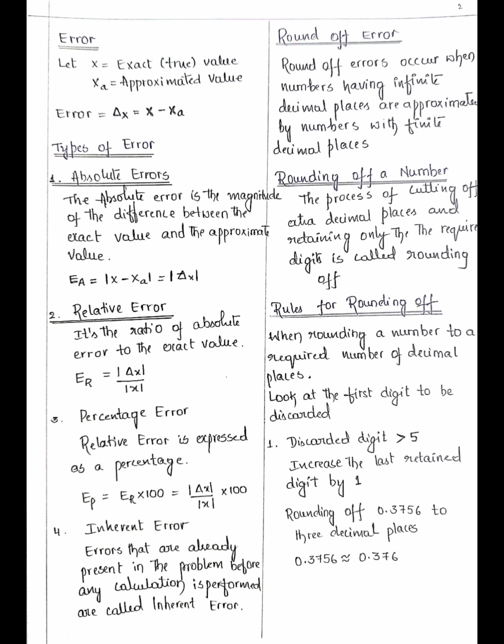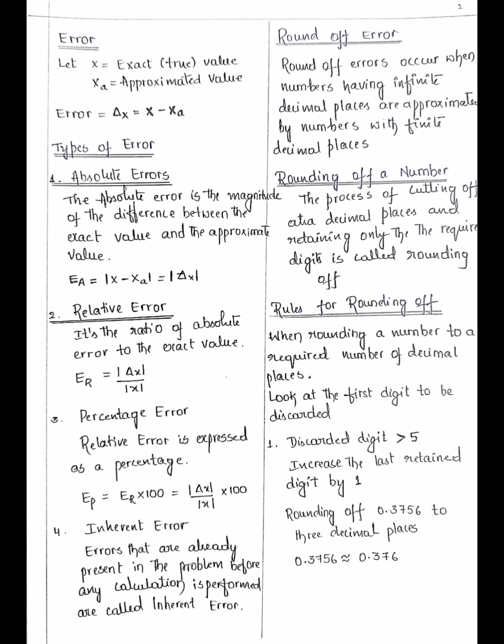First one is absolute error, meaning if we just take the magnitude, we call it absolute. Now relative, we'll just divide it by the actual value x, then we call it relative error. If we multiply by 100, we call it percentage error. Inheritance error: if the error is there in the past, we call it inheritance error. Round off error means just chopping off the error.